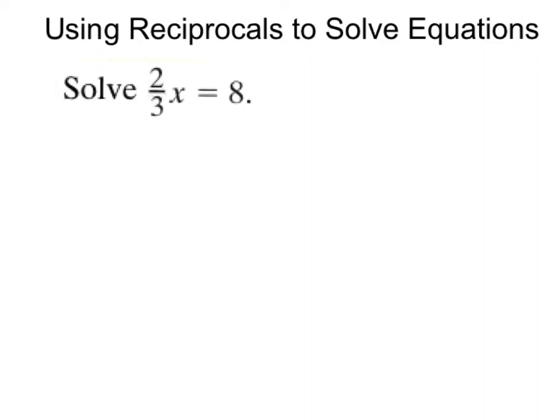Now let's solve an equation with a fraction in it. Anytime you have a fraction, to get the fraction away from the variable, you're going to multiply by the reciprocal. So our original equation is 2/3 x equals 8. To move the 2/3, you're going to multiply by the reciprocal, and you're going to do that to both sides.